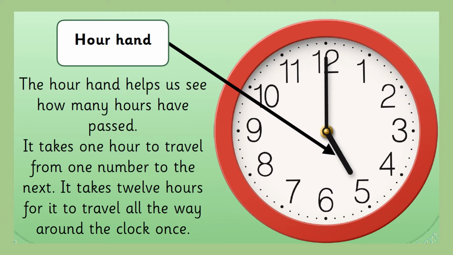The shorter hand is called the hour hand. The hour hand helps us see how many hours have passed. It takes 1 hour to travel from one number to the next. It takes 12 hours for it to travel all the way around the clock once.